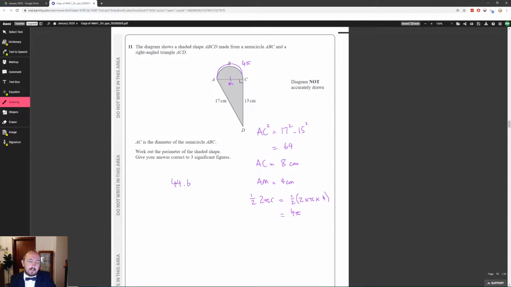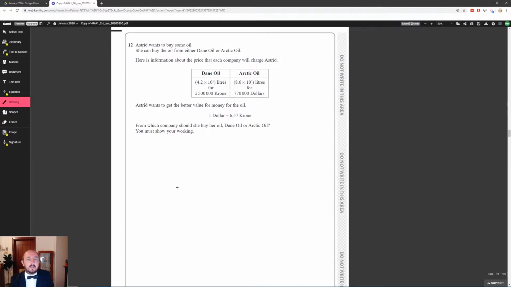Okay, so we're looking at the price of these two barrels of oil, and we're trying to work out which one's better value for money. So I'm just going to divide by 10 to the 5 to get rid of this. So that's 1, 2, 3, 4, 5. So I can get rid of all of these. $7.7 and 25 krone. So I have 4.2 liters for 25 krone and 8.6 liters for $7.7.